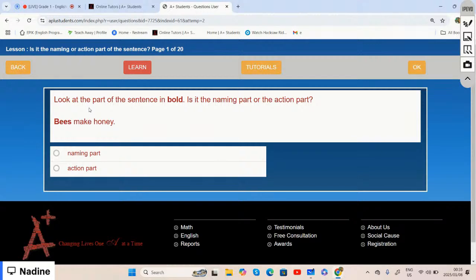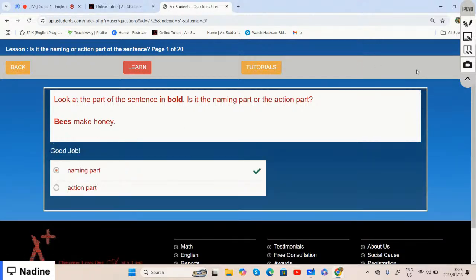So the word bees, and if we can say bees, we say it is a naming part. Remember, it is a naming part. It tells us who or what is making the honey. So bees, which is a naming part. Well done for trying.